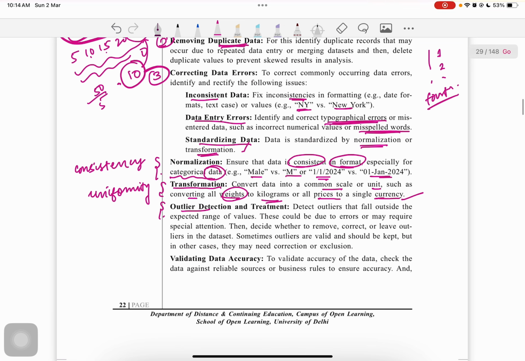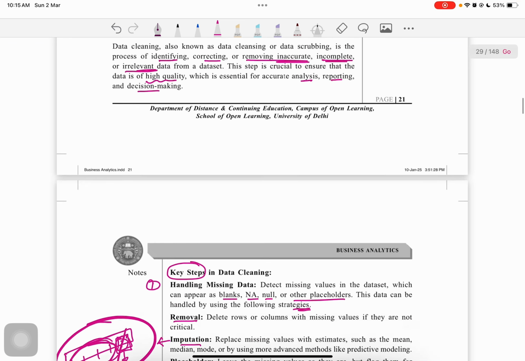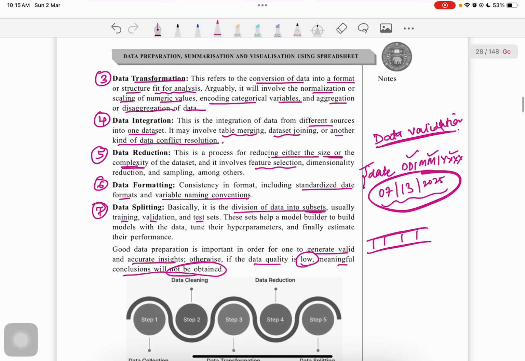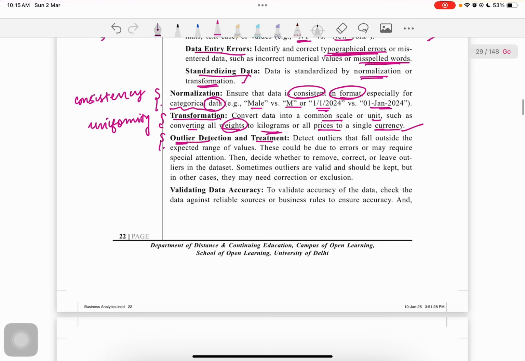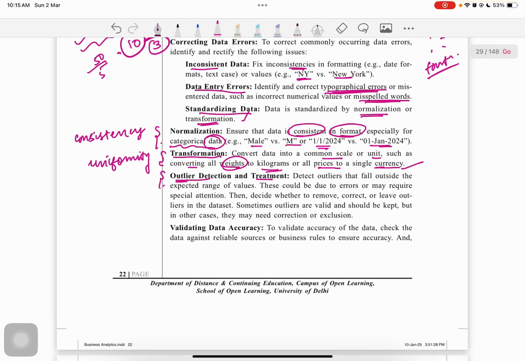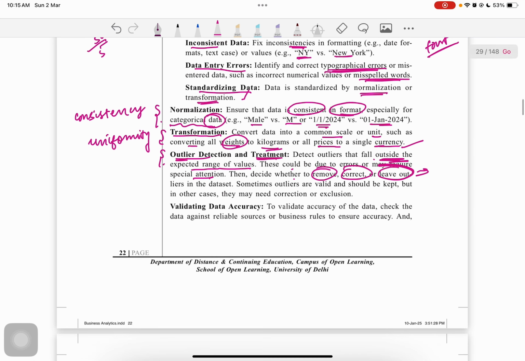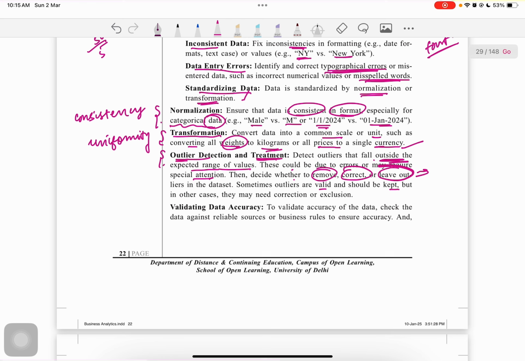Fourth is outlier detection and treatment. I've told you about outliers earlier also, like we considered the data 1 to 10 and 100 was the outlier. So how can we detect the outliers and what is their treatment? Detect the outliers that fall outside the expected range of values. These could be due to errors or may require special attention. Then decide whether to remove them, correct them, or leave the outliers in the dataset. This is our choice. Sometimes outliers are valid and should be kept, but in other cases, they may need some correction or exclusion.